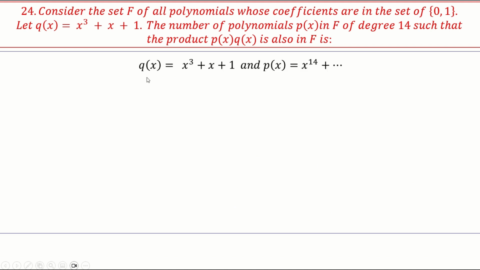First thing, we know that q of x is this, p of x is this one. We need to find p of x. P of x is x power 14. This is one possibility. Simple. I don't want to add anything. Rest all are 0 coefficients. Correct? And x power 14, if I multiply with this number, definitely I will not get anywhere 2 coefficient. Correct? So this is one possibility.